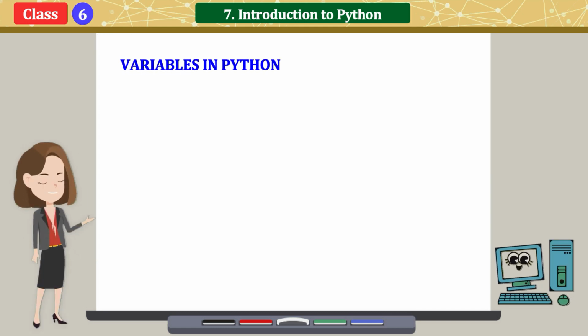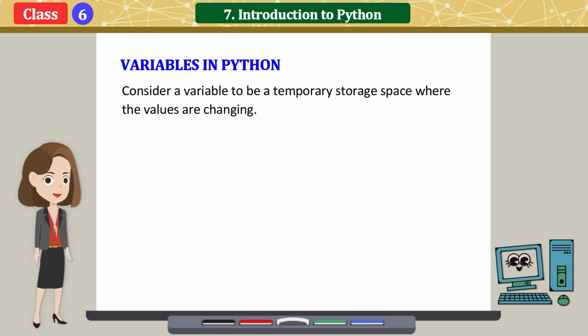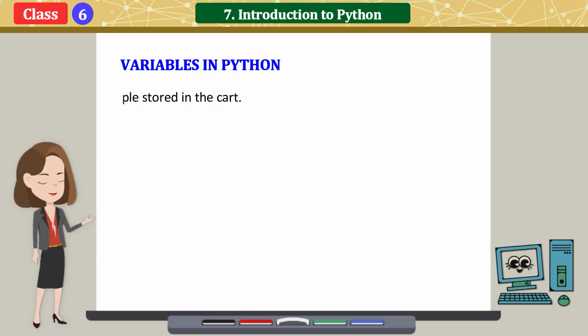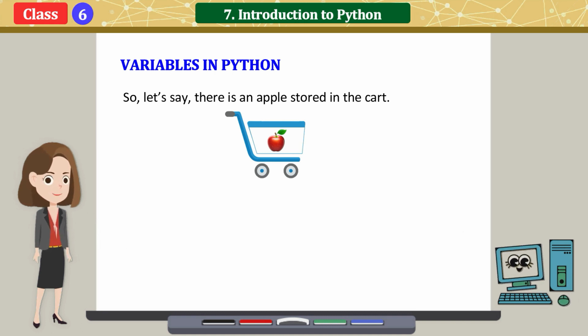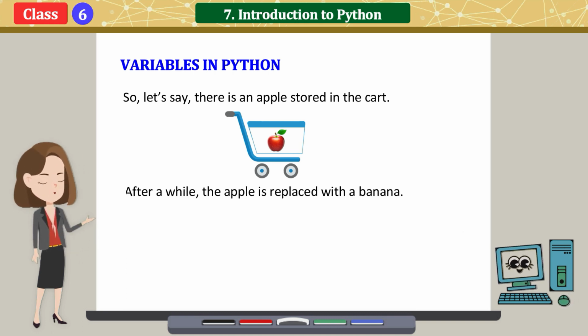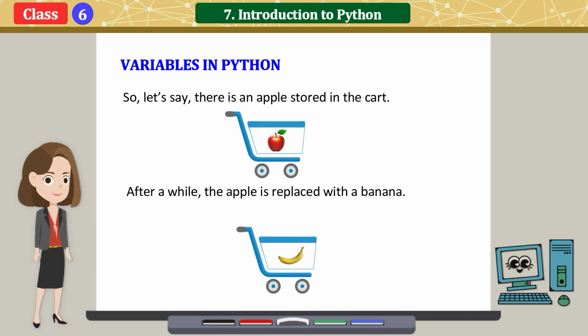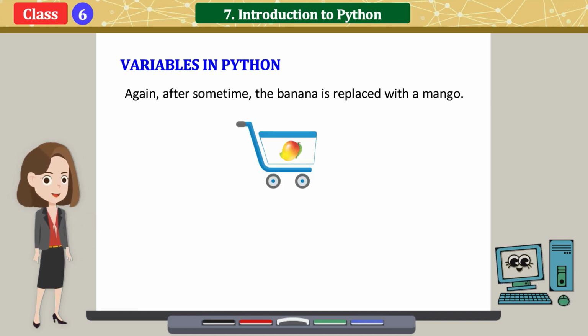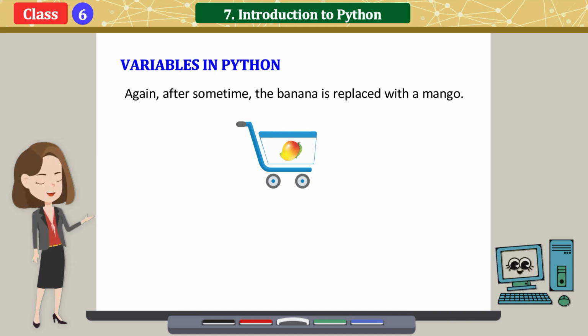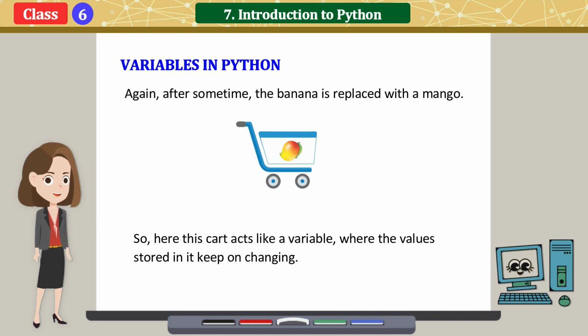Variables in Python. Consider a variable to be a temporary storage space where the values are changing. So, let's say there is an apple stored in the cart. After a while, the apple is replaced with a banana. Again, after some time, the banana is replaced with a mango. So, here this cart acts like a variable, where the values stored in it keep on changing.